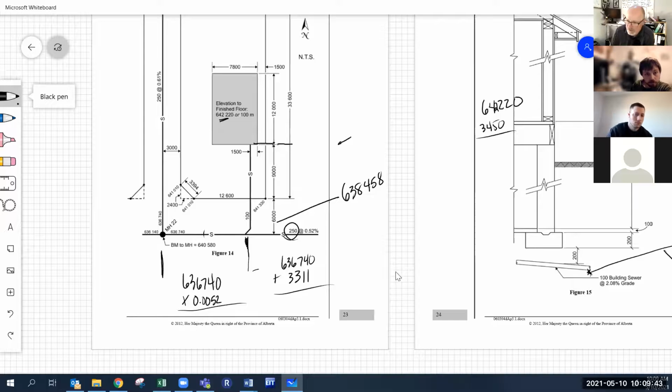One moment, please. Okay, guys, see if you could find that invert there or the difference in invert. Work on that for a second.